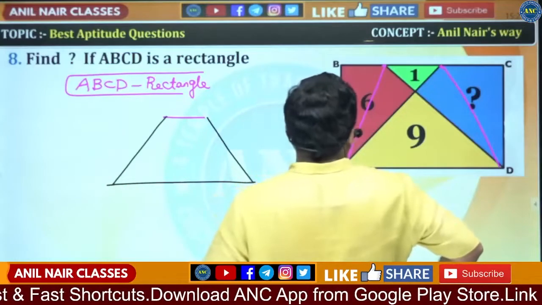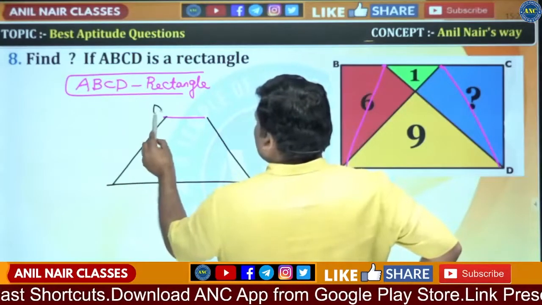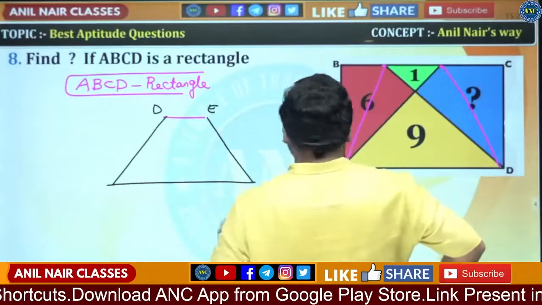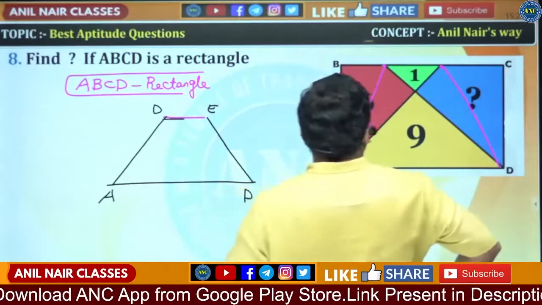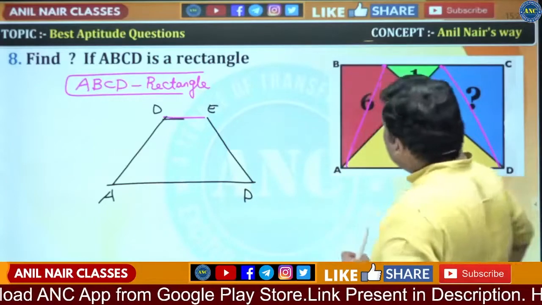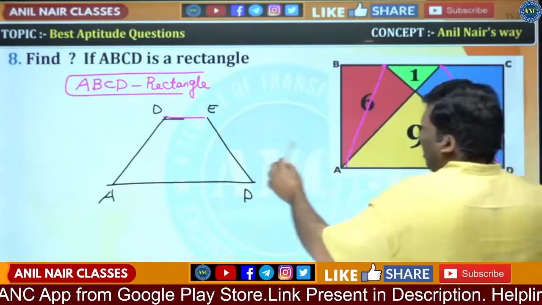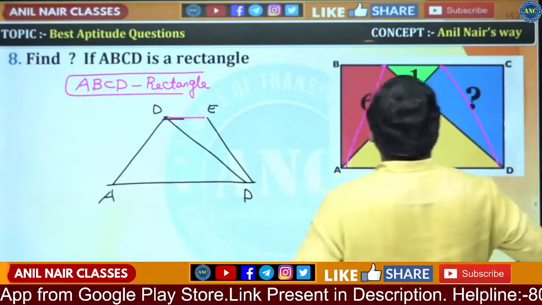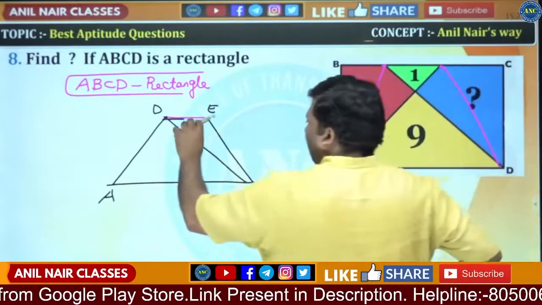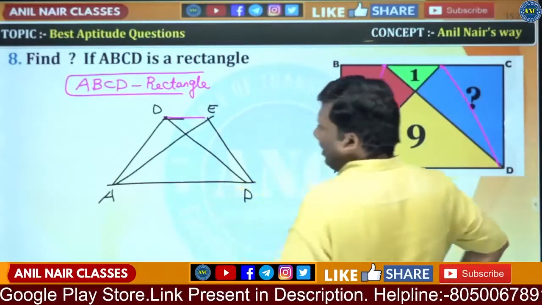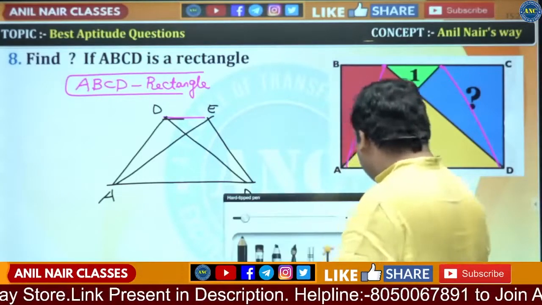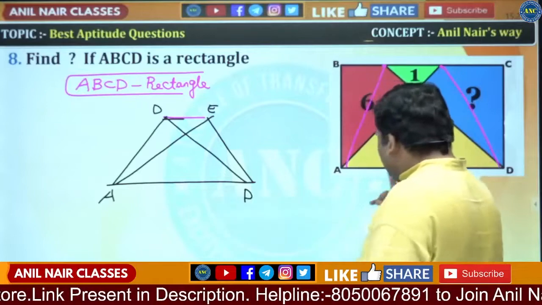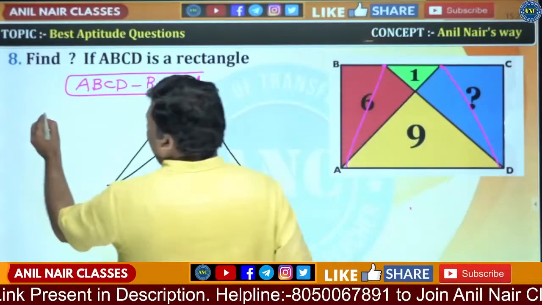The figure became a trapezium. Let this point be D, and this point be A. So D, E, A, D. What is another thing? From here there is a diagonal. Now, if you observe closely, this is a trapezium.